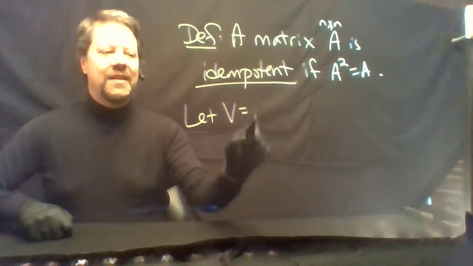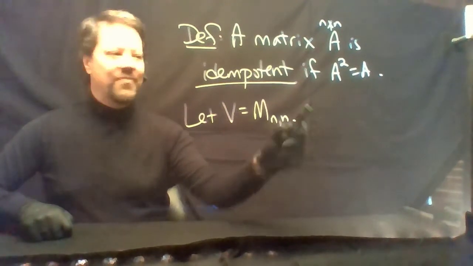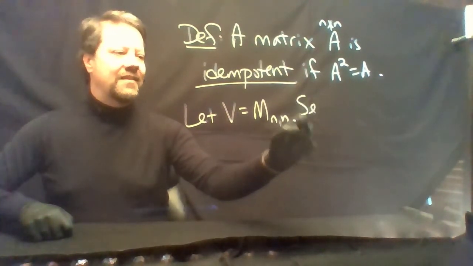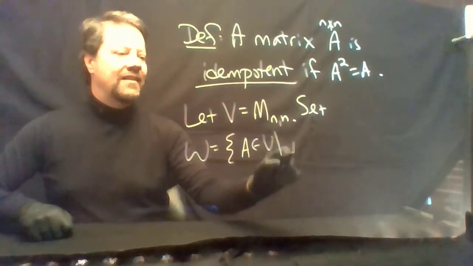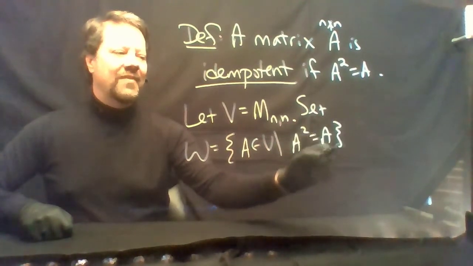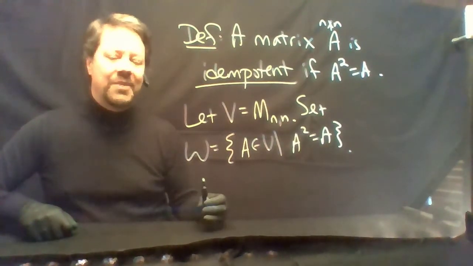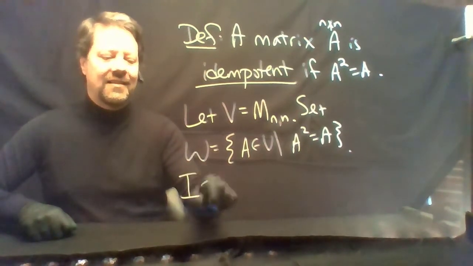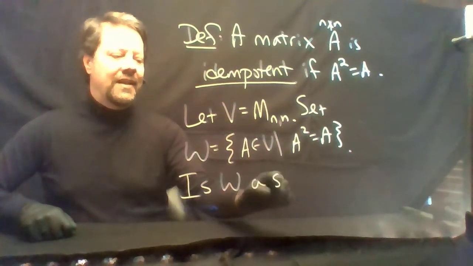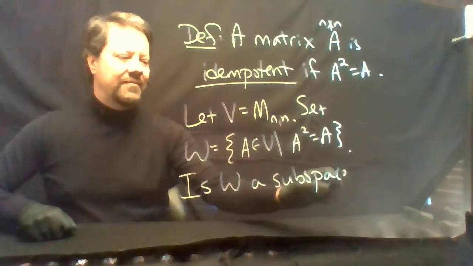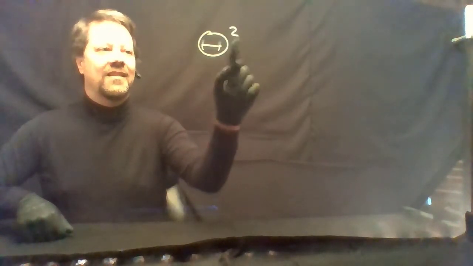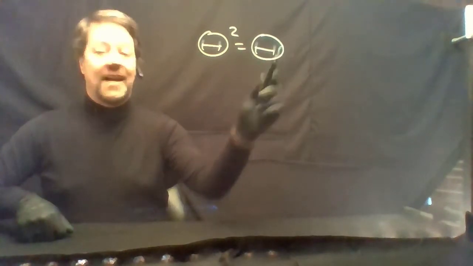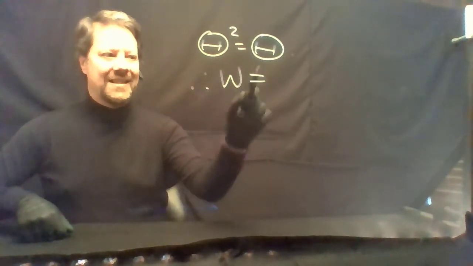Let V be the set of n by n matrices, and set W to be the set of A in V such that A squared is A. So W is the set of idempotent matrices. I ask, is W a subspace of V? We'll see. The zero matrix is idempotent. Therefore, W is not empty.